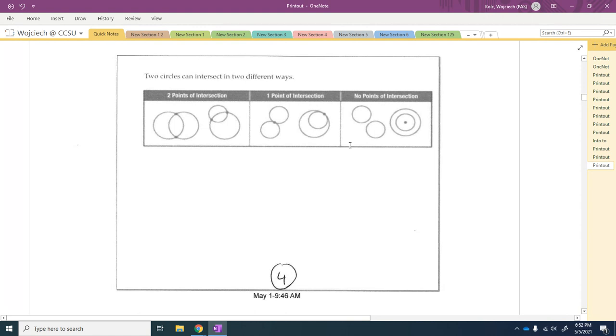All right, what else can happen? Two circles can intersect in two different ways. 2 points of intersection over here, also like this, but they can also have 1 point of intersection, such as this picture or this picture, or they can have no points of intersection.